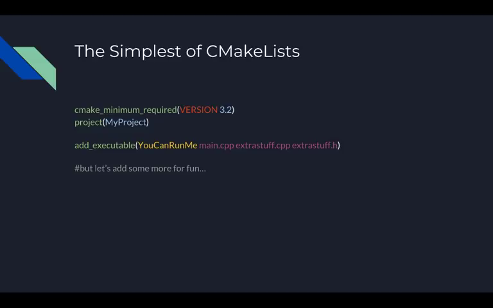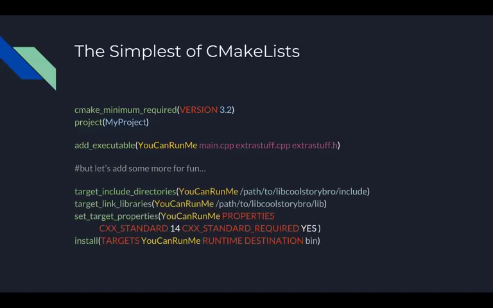But now let's add a little bit more, right? So we're getting a little bit more fancy. So this is obviously a target, right? You can run me is a target. It's a name which represents it inside CMake. It's also going to be the name on the hard drive. Although you can actually override that. Can you give folder names for both where all the files are?